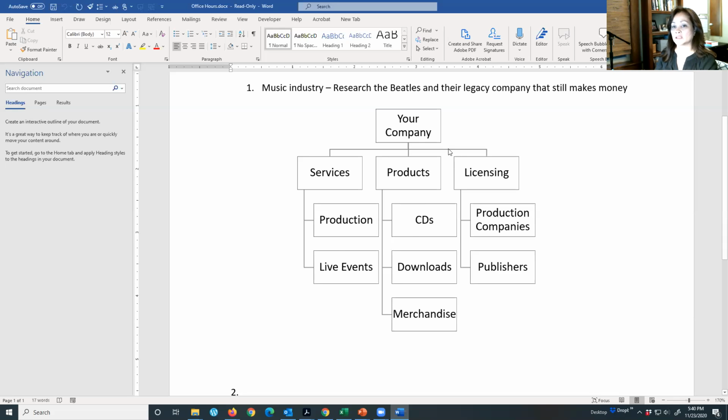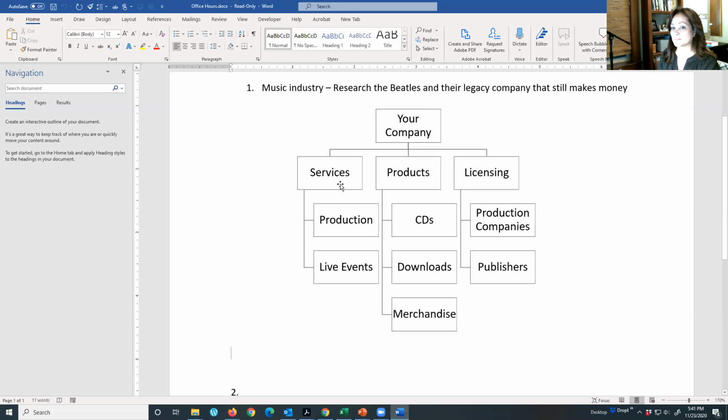Again, we're focusing on the music industry. For the 3 of you who are in the music industry, I want you to look up the Beatles. There's actually a book out that talks about their business model. They're still making money. The company that owns all that intellectual property, and not all of the original members of the Beatles are still alive, yet it keeps producing a lot of revenue.